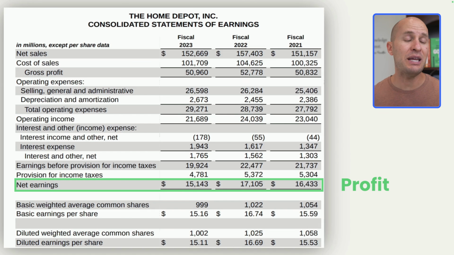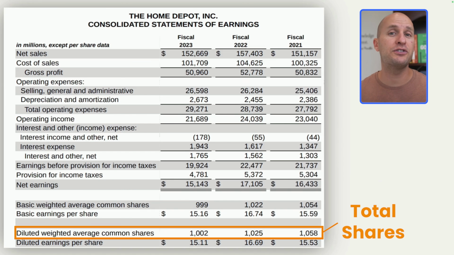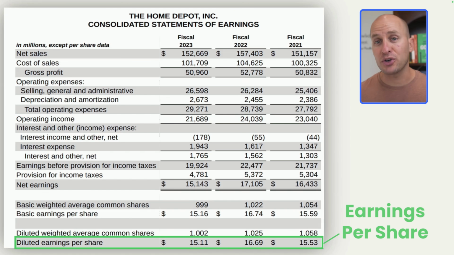Now on Home Depot's income statement, it also lists 2 other numbers that are worth knowing. The first is the total number of shares that the company has outstanding. This figure can rise and fall over time if the company is issuing stock or buying it back. And another number that's worth noting is the earnings per share. This is simply the net earnings that the company generates during the period divided by the number of shares that are outstanding.